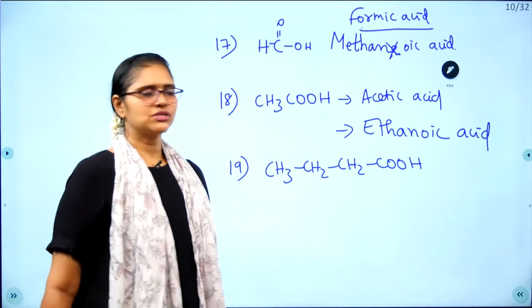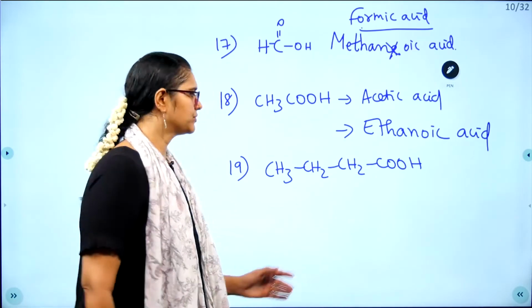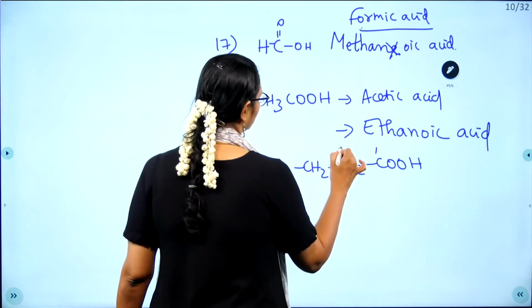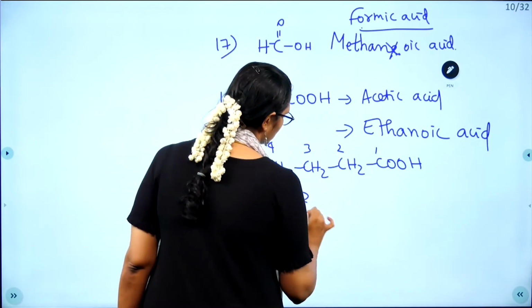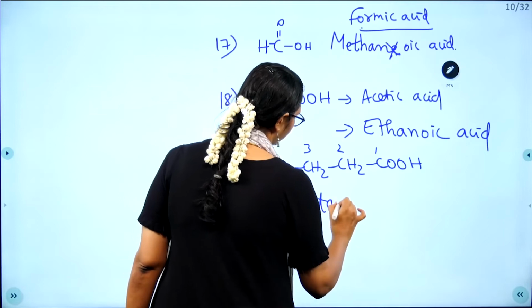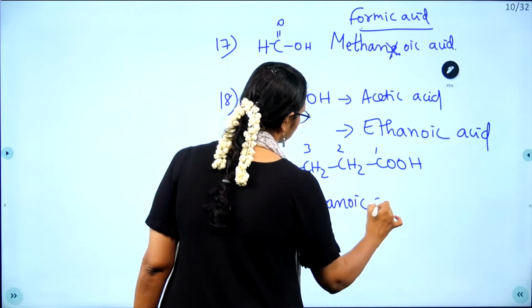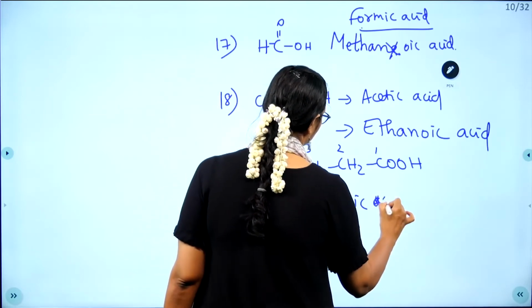How will you name this? How many carbon atoms are there in total? 1, 2, 3, 4. Four carbon atoms are there. So it is butane, drop the E, introduce oic acid: butanoic acid.